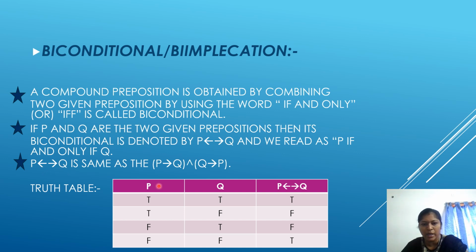By using the truth table, we can observe for the P statement, the values are true, true, false, false, and for the Q statement, the conditions are true, false, true, false. The rule for the biconditional is: if P and Q both are true, then the result will be true. If P and Q both are false, then the result will be true, and the remaining conditions are stated here as false.